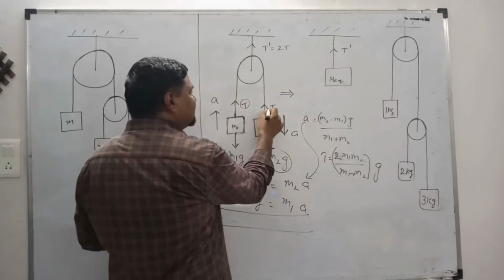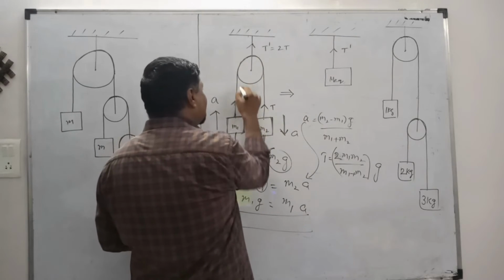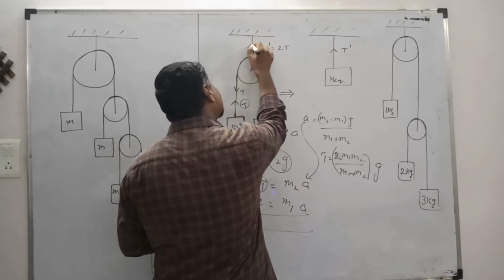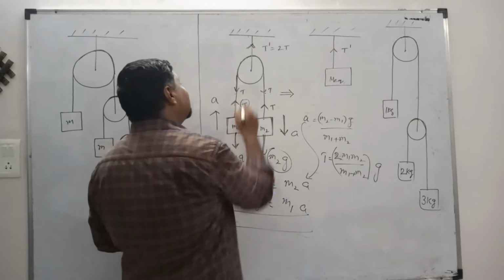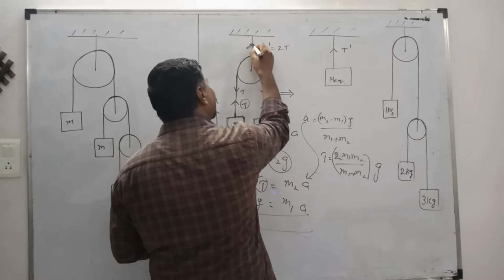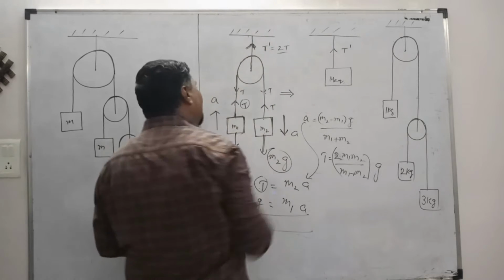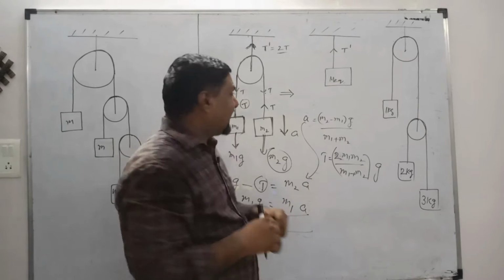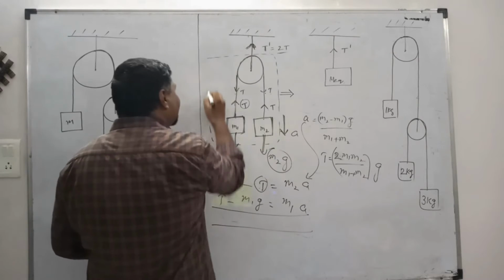Here, this is the tension, and this is the tension. As the pulley is massless, it doesn't matter. As the pulley is at rest, whatever force is pulling the pulley downward, the same force must pull the pulley upward also. So 2T force is pulling the pulley downward, which means the upward force must be equal to 2T. That force I have considered as T dash, and the value of T dash is equal to 2T. T dash is the tension in this. Now, is there any way we can replace this whole system with a single block?